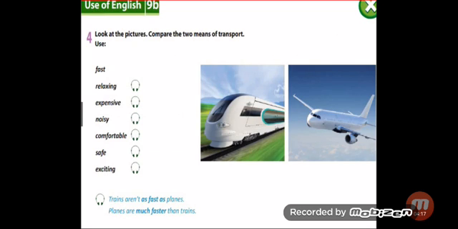Now, next exercise number 4. Look at the pictures. Compare the 2 means of transport using these adjectives: fast, relaxing, expensive, noisy, comfortable, safe, and exciting. For example, trains aren't as fast as planes. Planes are much faster than trains.